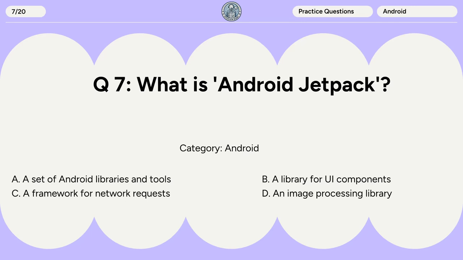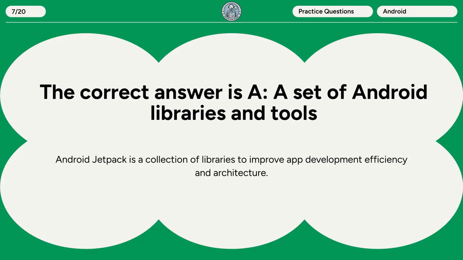Question 7. What is Android Jetpack? A. A set of Android libraries and tools. B. A library for UI components. C. A framework for network requests. D. An image processing library. The correct answer is A. A set of Android libraries and tools. Android Jetpack is a collection of libraries to improve app development efficiency and architecture.